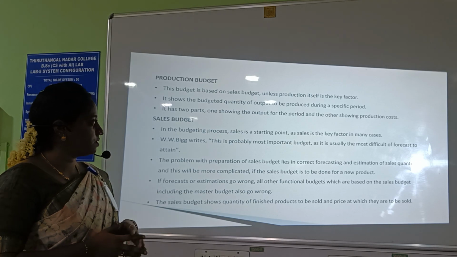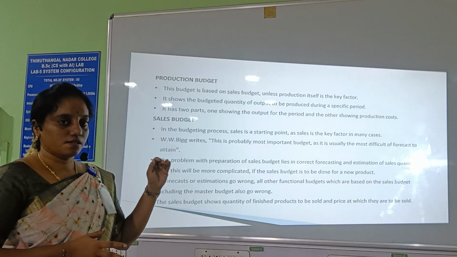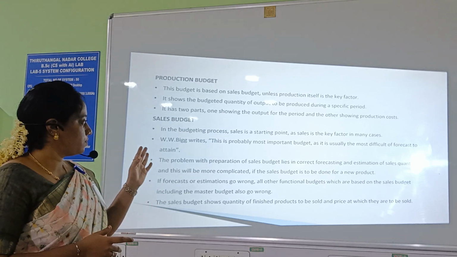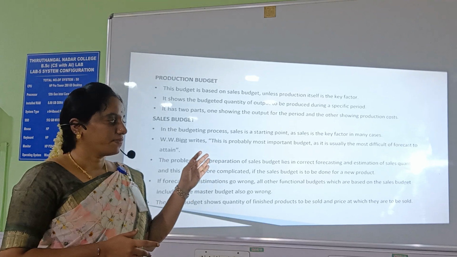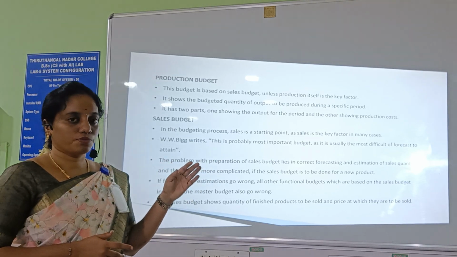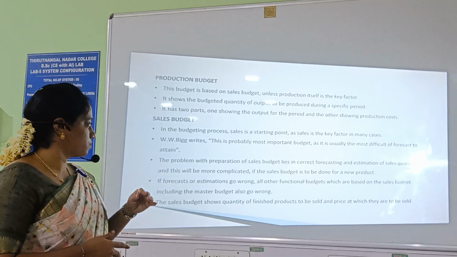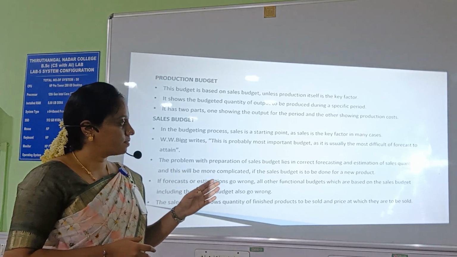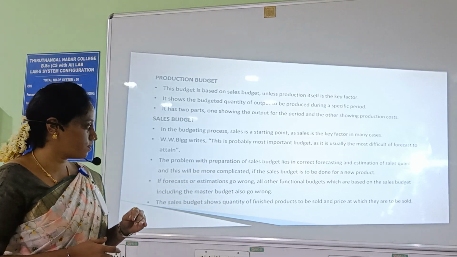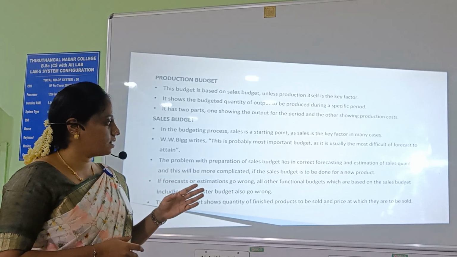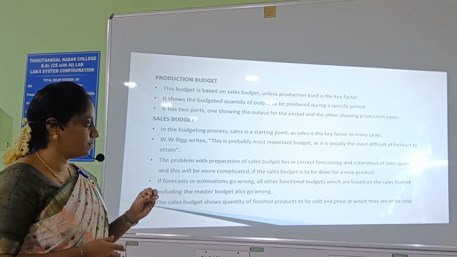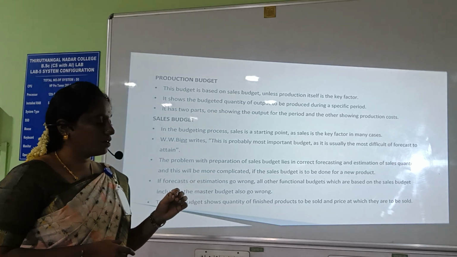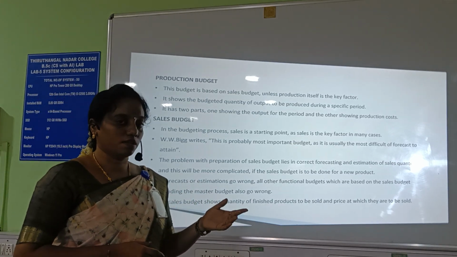The second one is sales budget. In the budgeting process, sales is the starting point, as sales is the key factor in many cases. W.W. Bigg writes, this is probably the most important budget, as it is usually the most difficult forecast to attain. The problem with preparation of the sales budget lies in correct forecasting and estimation of sales quantity, and this will be more complicated if the sales budget is to be done for a specific period and for a new product. The sales budget shows the quantity of finished products to be sold and the price at which they are sold.